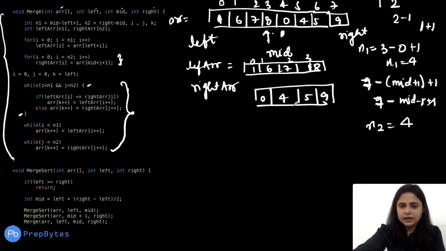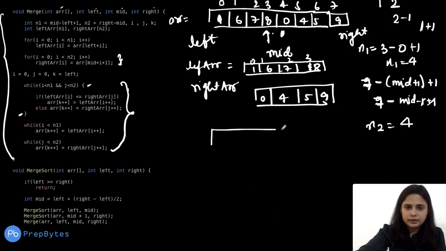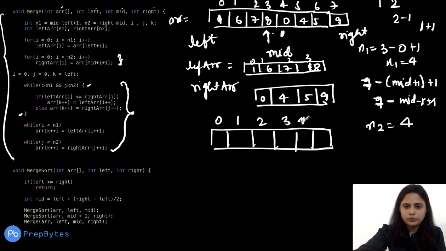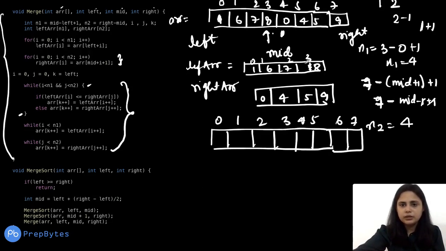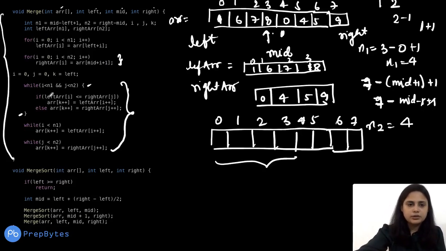Let's say this is my final array, with indices 0, 1, 2, 3, 4, 5, 6 and 7. Let's say I added all 3 elements from the left array to this particular part of the array, and this is remaining. So I'll simply copy all the remaining elements to this array.